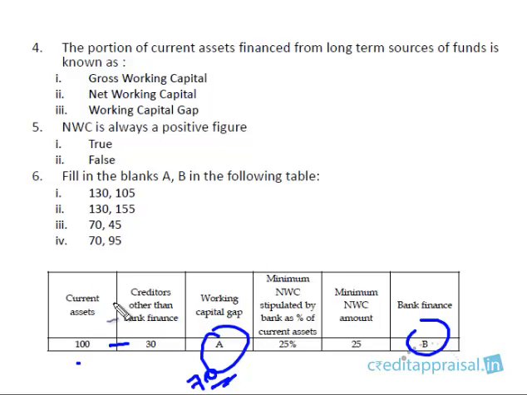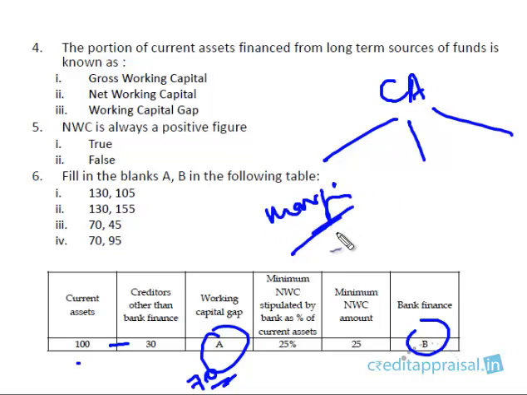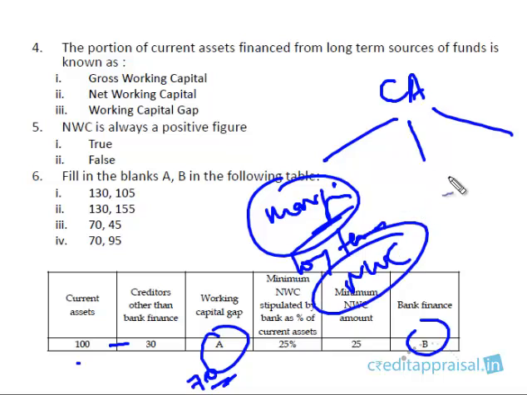Working capital gap is the difference between the total current assets requirement and the creditors other than bank finance. See, this current assets, we discussed, right? Current assets will be financed by three parties. One, the major party, there should be some margin, the borrower's margin, or let us say the long-term funds. Not necessarily margin, long-term funds, okay? That is NWC. Then a part of it will be financed by the bank in the form of CC. A part of it will be financed by the creditors.